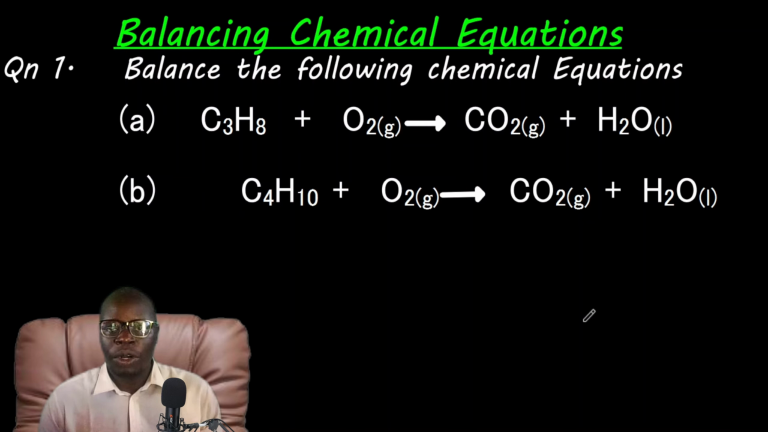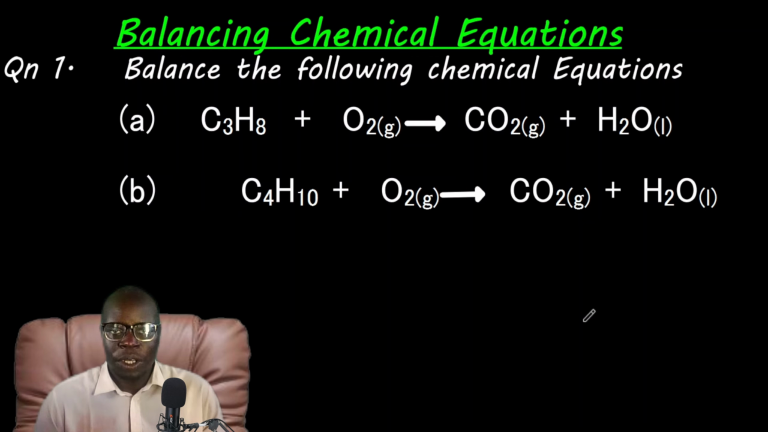So in our number one question, which is on the board here, is all about combustion equations. So we have some hydrocarbons here. The first one is propane. When it burns in oxygen, it gives out carbon dioxide plus water. So how do you balance chemical equations? To balance a chemical equation is not all that difficult.